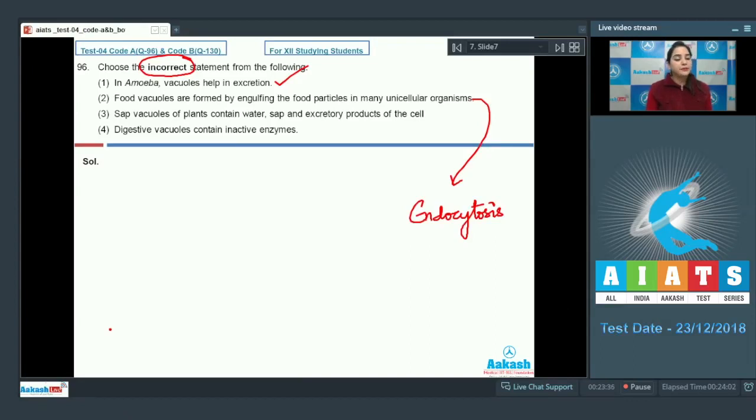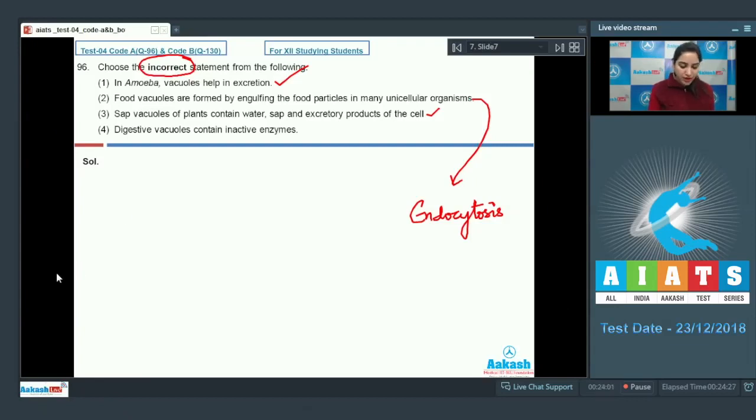Endocytosis. Then the third option, sap vacuoles of plants contain water, sap, and excretory products of the cell, which is also correct. Next one, digestive vacuoles contain inactive enzymes. I know most of you might have thought this is a correct choice, but this is incorrect, students. Let me tell you the reason.